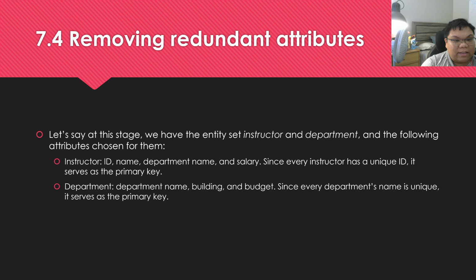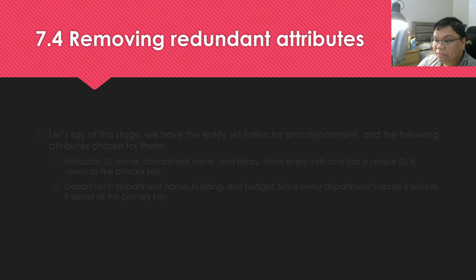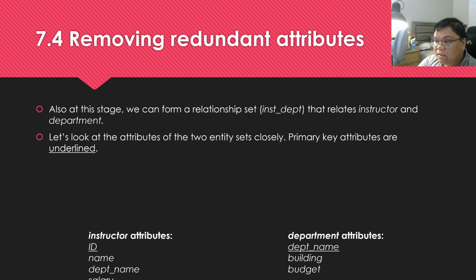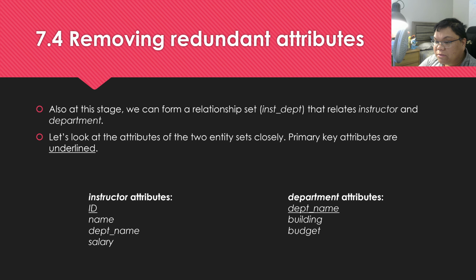Let's say at this stage we have the entity sets instructor and department, and we have the following attributes. For instructor, that is ID, name, department name, and salary. And the ID is the primary key. For department, those attributes are department name, building, and budget. And the primary key is department name. At this stage, we can start forming a relationship set between instructors and departments.